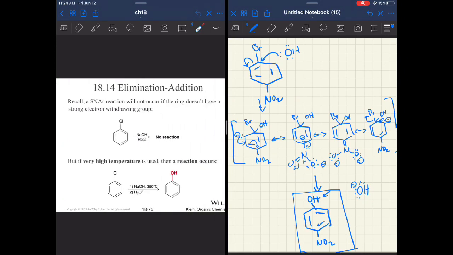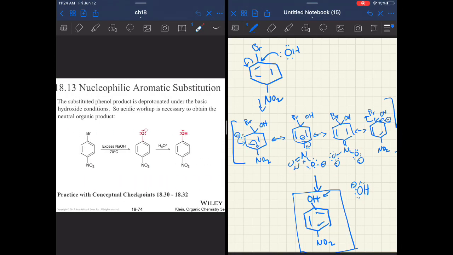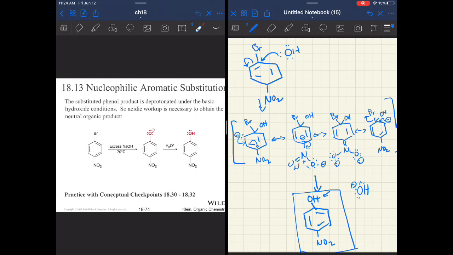Oh, I'm sorry, this was getting into the next step anyway, talking about elimination addition. We're stopping at nucleophilic aromatic substitution. So you can stop at section 13. That is as much as I'm going to test you over.